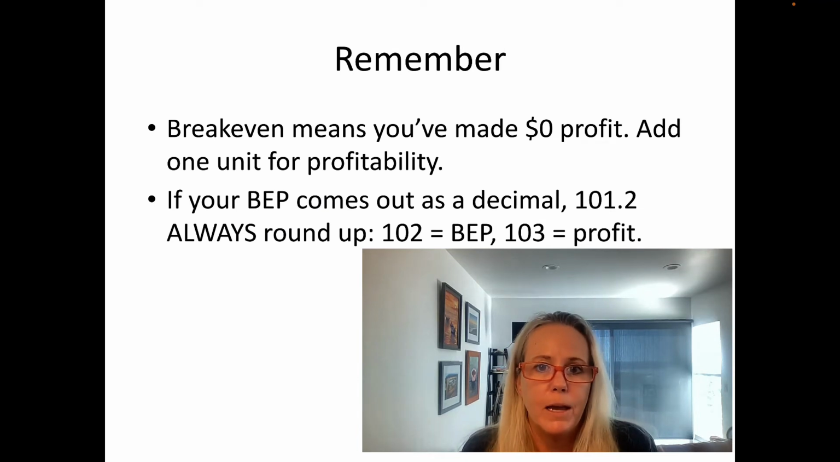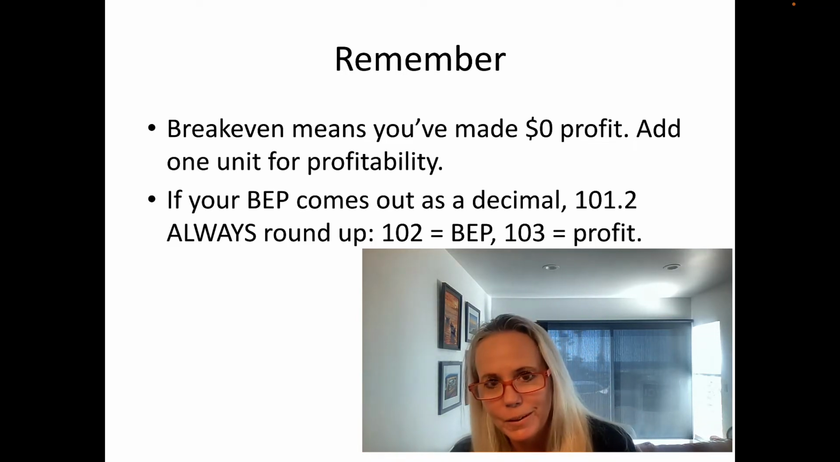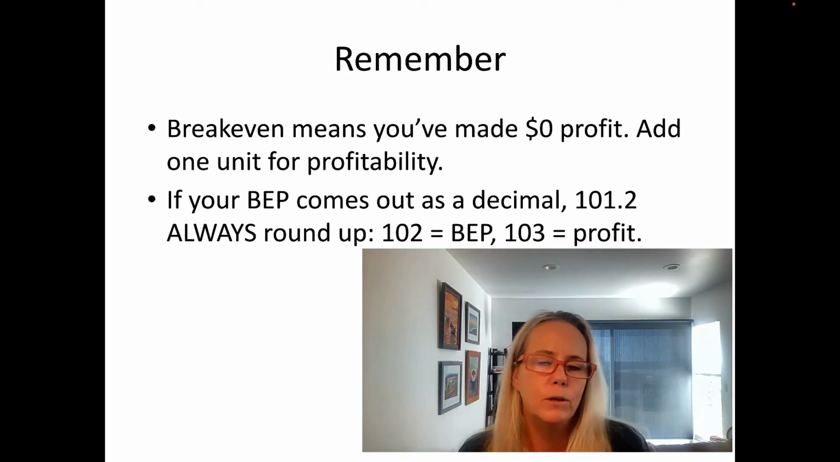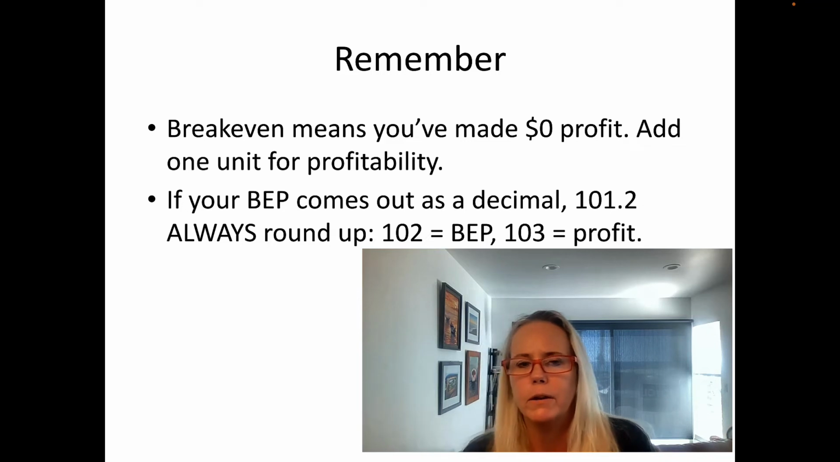Remember that break-even means that you've made 0 profit. You need to add 1 unit for profitability. If your break-even comes out to a decimal, like I just said, you always round up. If it's 101.2, then it's 102 for break even and 103 for your first dollar of profit.